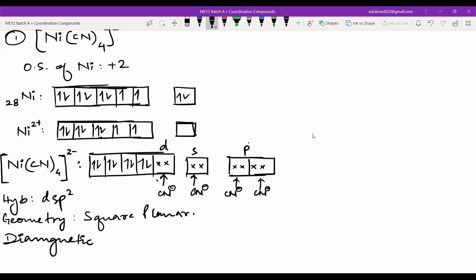In the NS3 example, look at the NS3 example that we did. The first example. The first example was what? Paramagnetic, diamagnetic. The first one was paramagnetic. The second one was diamagnetic. What is the difference between both of them? Look at the complex orbital diagram.